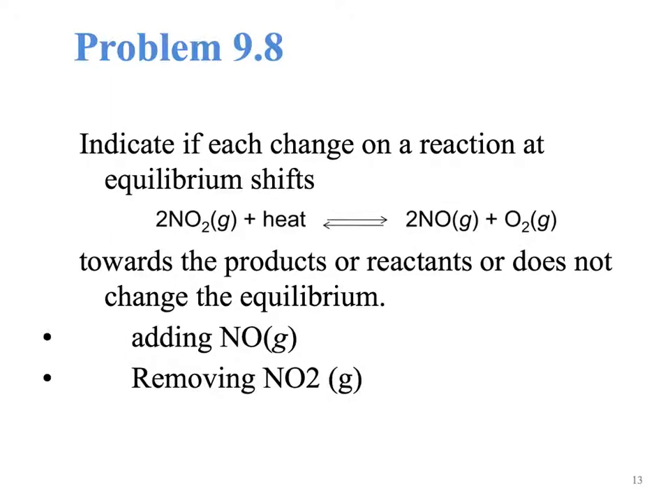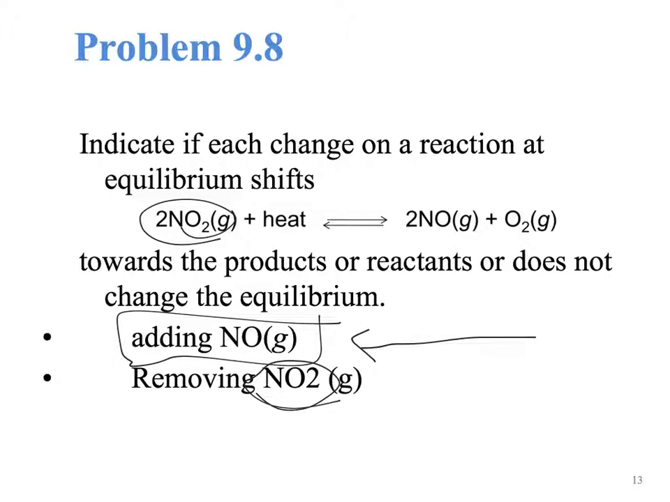Now, we have the following equation, and let's see what happens if we add some NO. If we add some NO, the system is going to try to get rid of it by favoring the reverse reaction. If we remove NO2, then the system is going to try to make more by favoring the reaction that makes more, which is the reverse reaction.